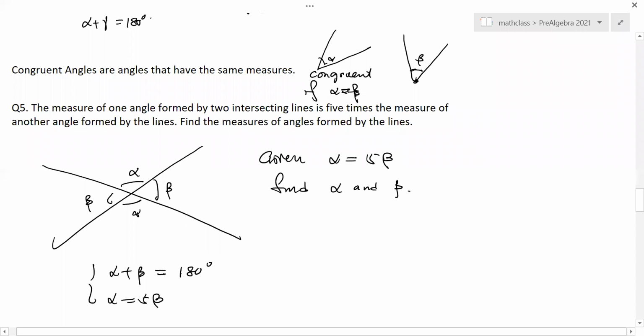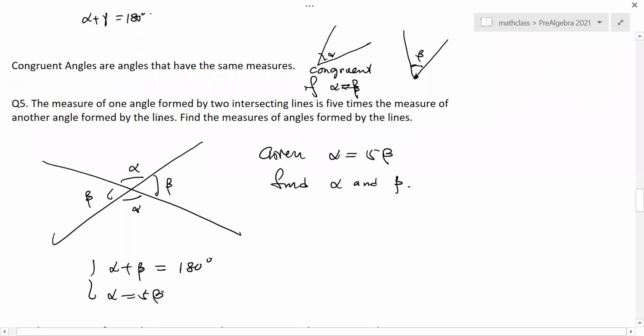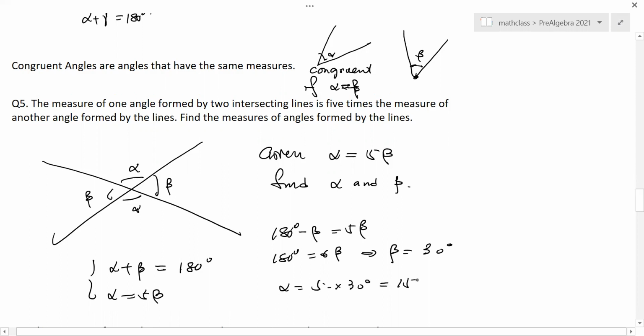Then you can solve it. You can solve for alpha or for beta first. Let's solve for beta first. So 180 degrees minus beta equals 5 beta. Therefore 180 degrees equals 6 beta, and beta equals 30 degrees. Then alpha equals 5 times 30 degrees, which is 150 degrees. So you have to solve a simple system of linear equations, but there's a hidden equation you have to mention, which is alpha plus beta equals 180 degrees.